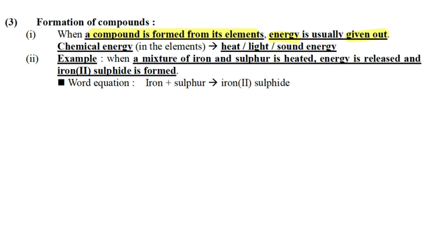An example is a mixture of iron and sulfur. When iron and sulfur are heated, energy is released and iron(II) sulfide is formed. The equation is iron plus sulfur gives iron(II) sulfide. For this equation, remember we need to use an arrow, because iron plus sulfur changes into iron(II) sulfide.